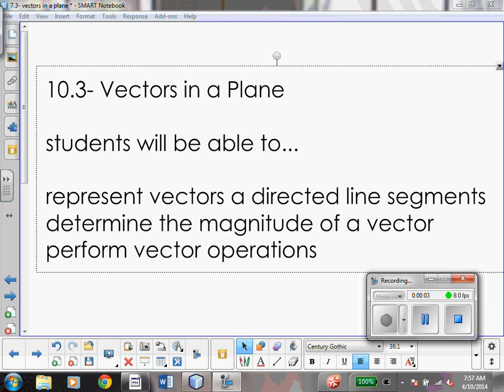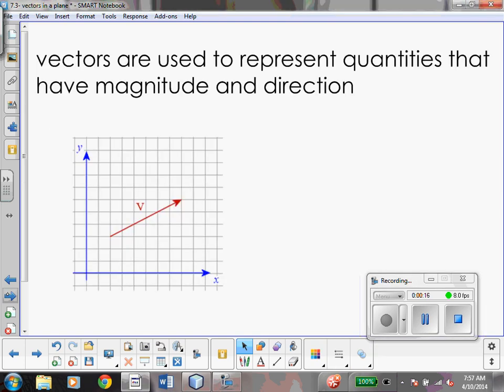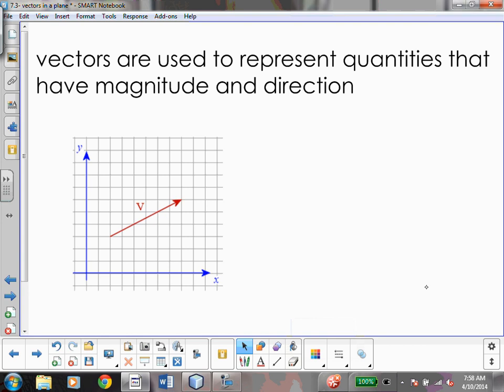All right, class, today we're studying section 10.3, which is vectors in a plane. We are going to be able to represent vectors as directed line segments, determine the magnitude of a vector, and perform vector operations. Vectors are used to represent quantities that have magnitude and direction.